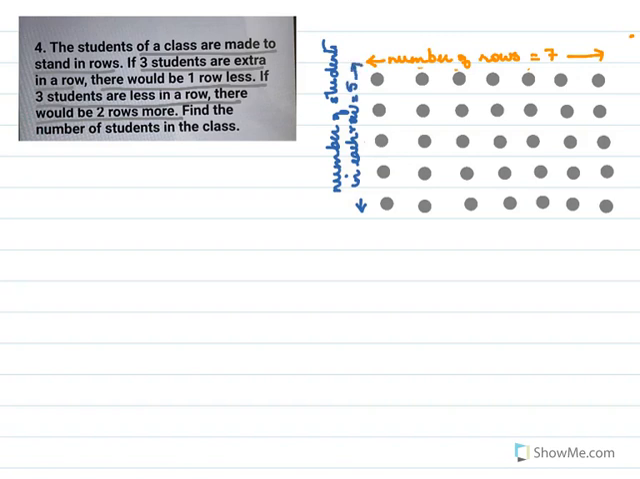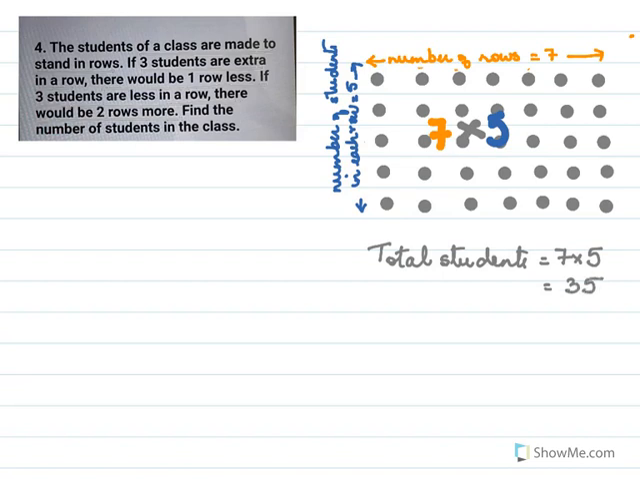If I want to know how many students there are in total, all I need to do is multiply the number of rows, 7, by the number of students in each row, which is 5. So the total students will be 7, the number of rows, into 5 students per row. That will be 35.